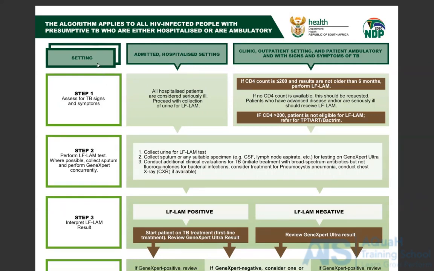So firstly, in terms of the LAM test, it's important that you differentiate two settings: patients who are admitted and patients who are being seen at the clinic, who are ambulatory patients, right? They might be sick, but probably ambulatory. And you would see that step one is to assess for TB signs and symptoms. So all patients, as you see, must be screened for TB signs and symptoms.